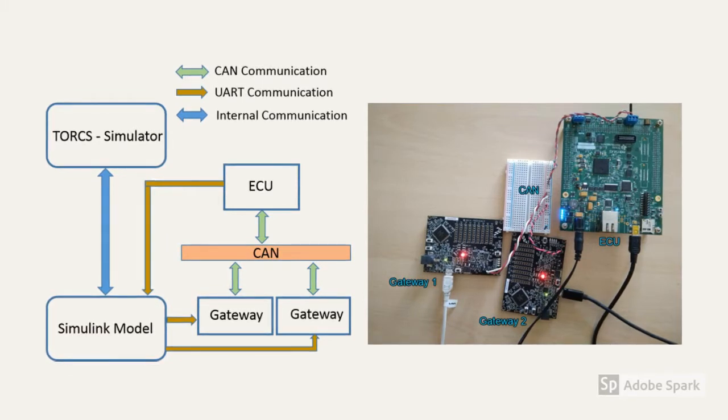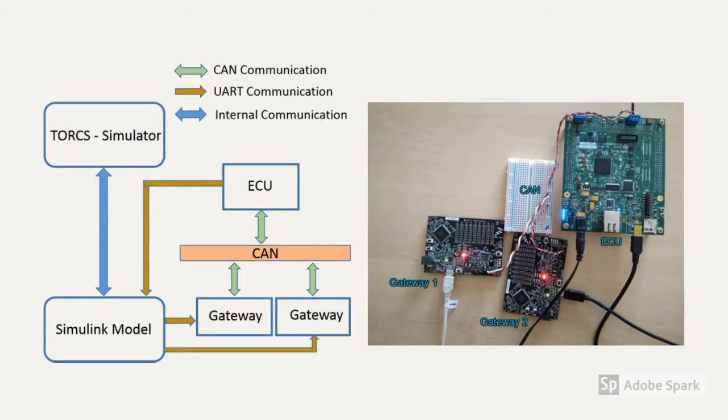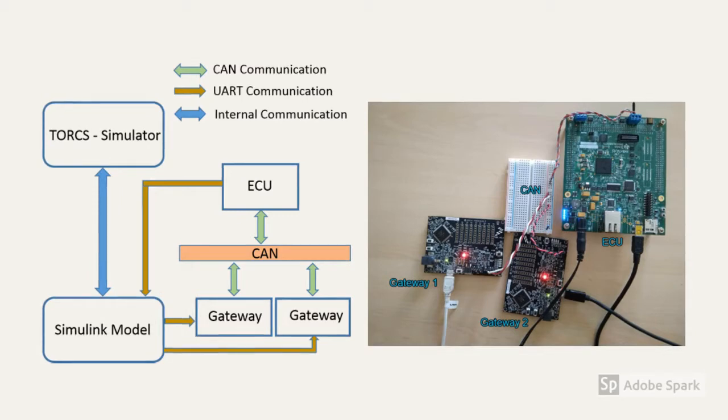Next is the Simulink model, which acts as an interface between the TORCS and the gateway. Simulink receives the sensor values from TORCS and sends it to the gateway via serial communication. Gateway then converts each sensor value into a separate CAN message and transmits them via CAN network to the ECU.